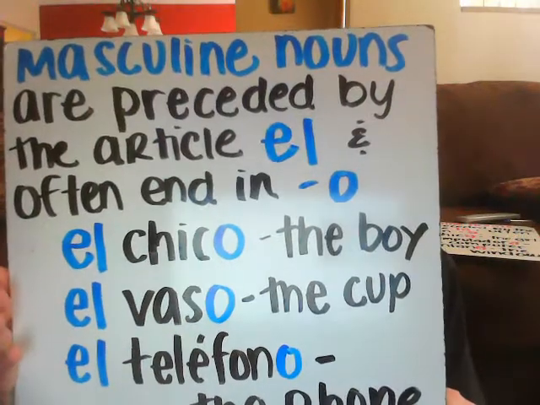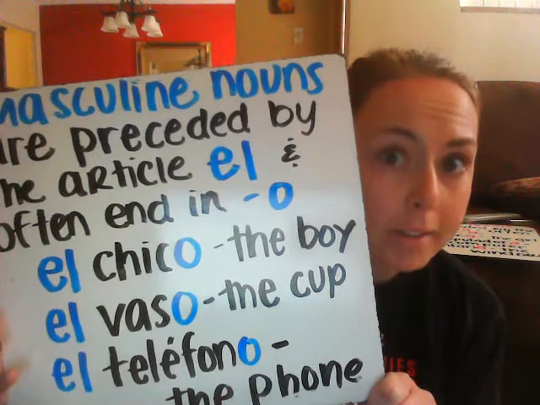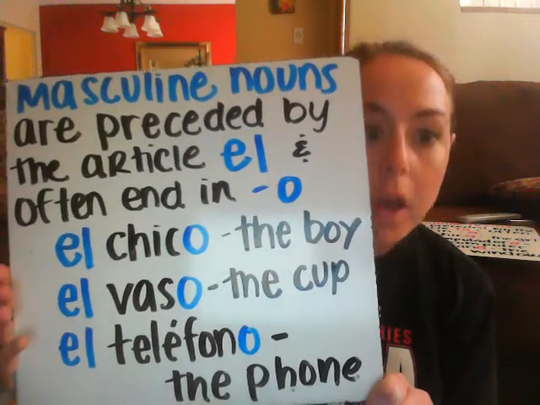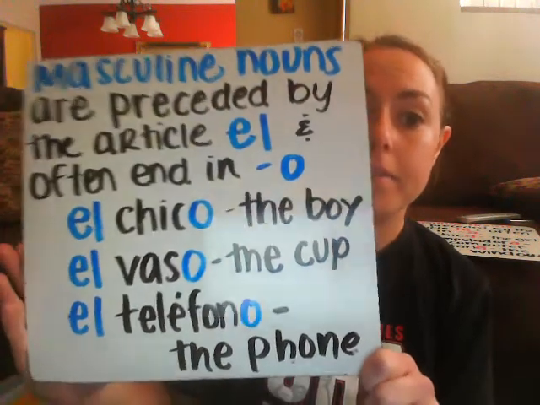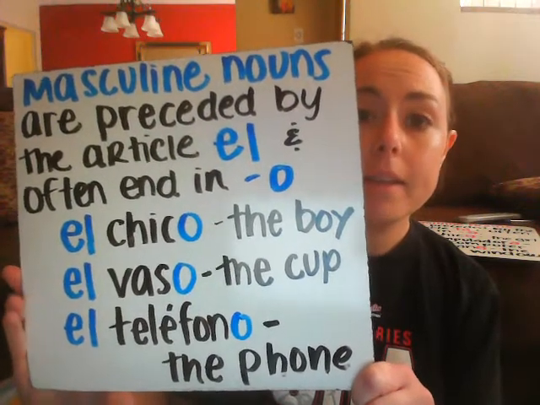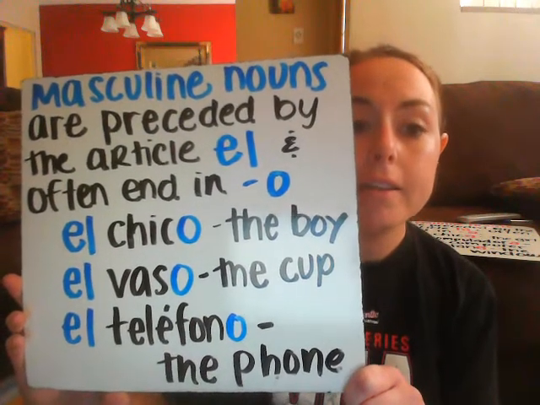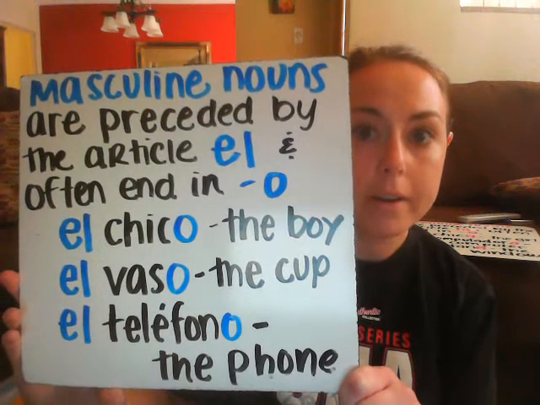A masculine noun in Spanish is preceded by the article el, E-L. Take a look at that L. It does not have an accent mark like the word él, meaning he, in Spanish, which is why accent marks are so important. This el is a masculine definite article that means the in English. Masculine nouns often begin with el and they end in the letter O many times. Not always, but most of the time they end in the letter O.